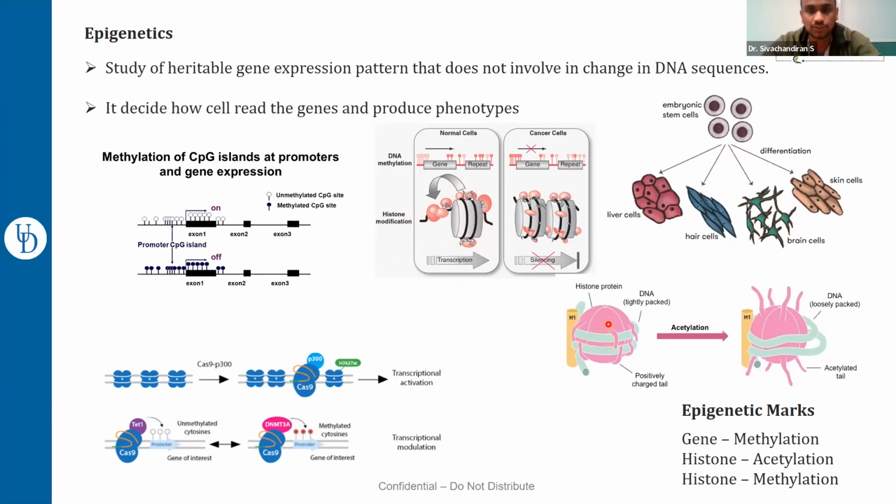So this is the histone, and this is the DNA strand. DNA is naturally negatively charged, and it is tightly packed around the histone molecule. If the DNA is tightly packed around the histone, this part of the gene cannot be transcribed, because it is tightly packed in the histone.